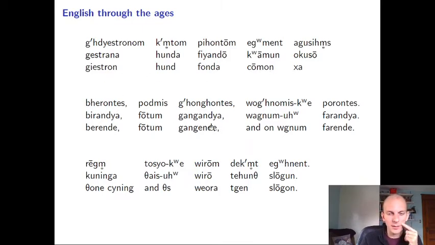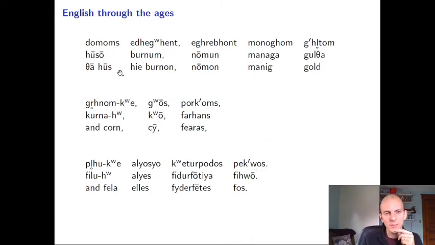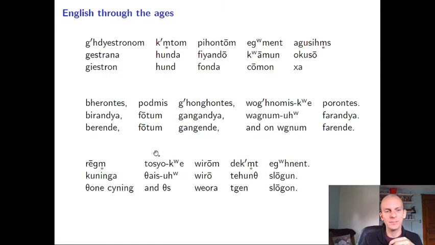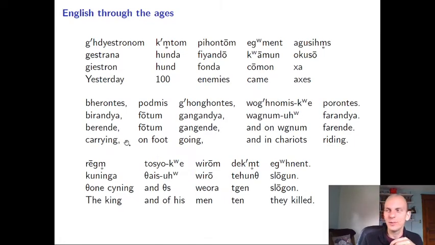Anything here? Let's look through. It still looks pretty weird. Ah, gold. Got gold. So far, so good. And corn, not just gold, corn too, right? So maybe it's coming a little bit more into picture here. Let's do one more 1,000-year chunk here to get to English. Now we're at English.